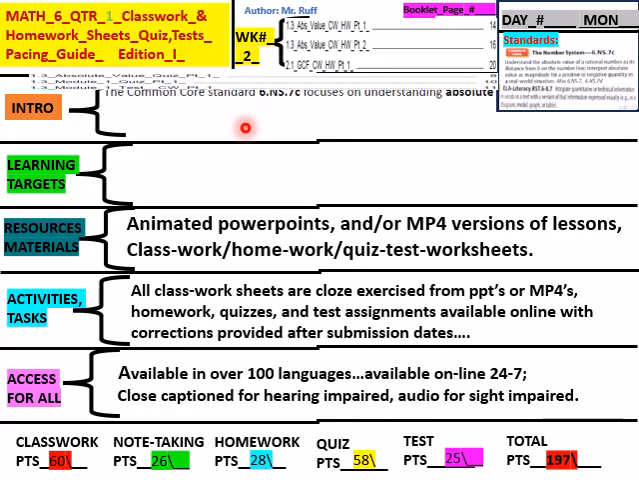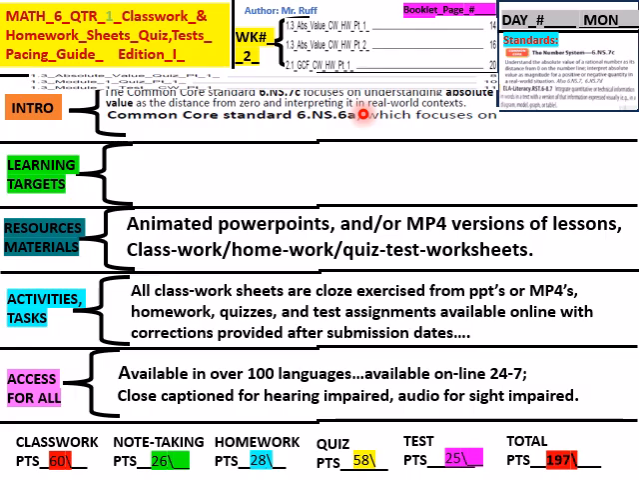And so our intro to week 2 is the Common Core Standard 6.NS.7c, which focuses on understanding absolute value as the distance from zero and interpreting it in real-world context. The Common Core Standard 6.NS.6a, which focuses on understanding opposite signs of numbers and their placement on the number line. So that's basically what the standards are that we cover here.